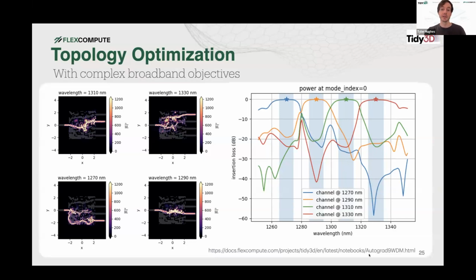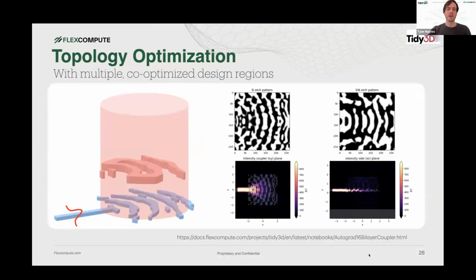We also have a notebook that applies fabrication constraints, or more advanced machine learning based fabrication constraints, to this problem. So there's a follow-up notebook if you're interested in these kinds of problems. Another thing that's really cool is that we can do multiple design regions in a single simulation without any problem. So we've done a few.